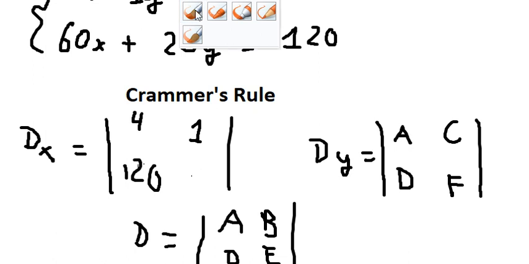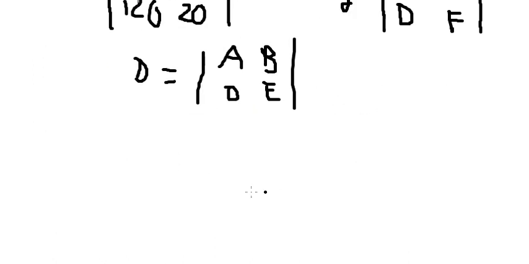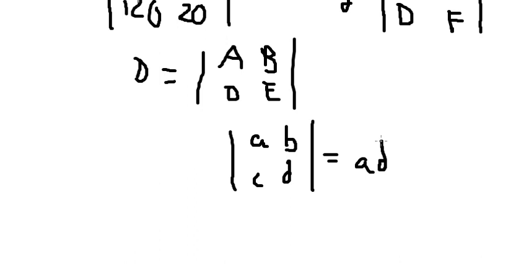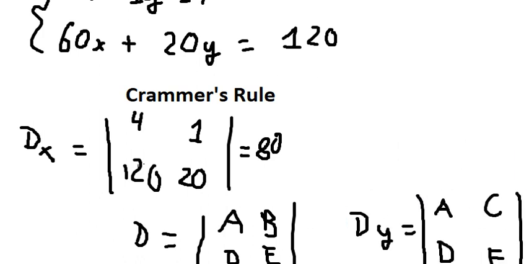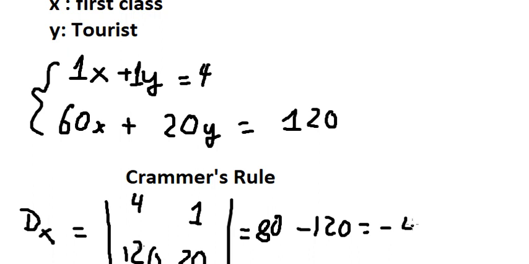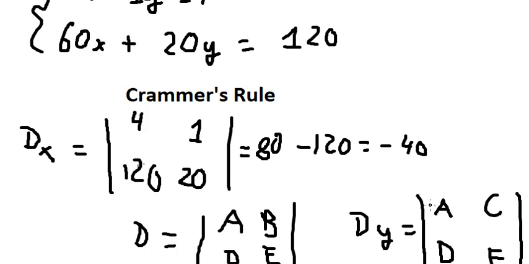Now we need to find the determinant. So the formula should be like this: A multiplied by D minus B multiplied by C. So that means 20 multiplied by 20, we get 80. Then minus 120, that is negative 40. Now let's go to the next one.